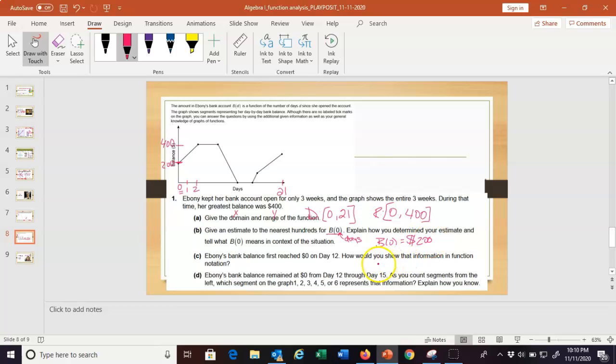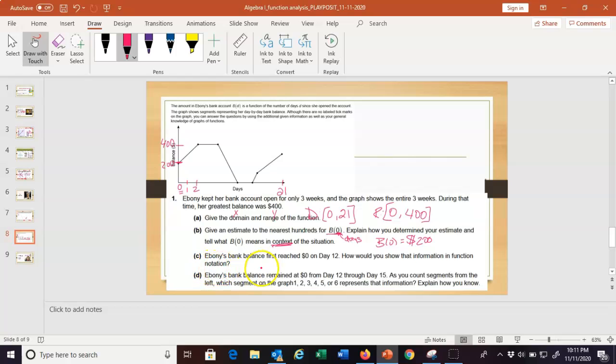So on day 0, you're going in, you're opening your account, you have to give the teller $200 to open it, just to begin, just to start. In the context of that situation, you want to use words that relate to the actual Y value. So I'm not going to write it all out, but you would say something like, when Ebony started and opened her account, she had $200 at the beginning. That's really the context of the situation. This 0 days means the beginning, and B of 0 means how much money she had.